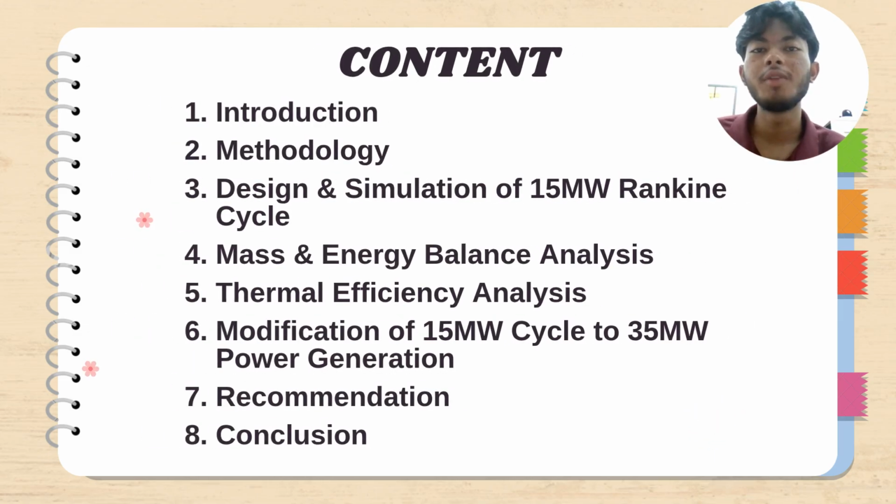power output. So this slide is about our table of contents, which shows the overall structure of our presentation. We will begin with the introduction and methodology, which will be explained by me, Muhammad Zakir, and then my friends will explain the design and simulation of the 15 megawatt Rankine cycle. After that, we will discuss the mass and energy balance, thermal efficiency, and the modifications needed to increase the system output to 35 megawatt. Finally, we will end with recommendations and conclusions.